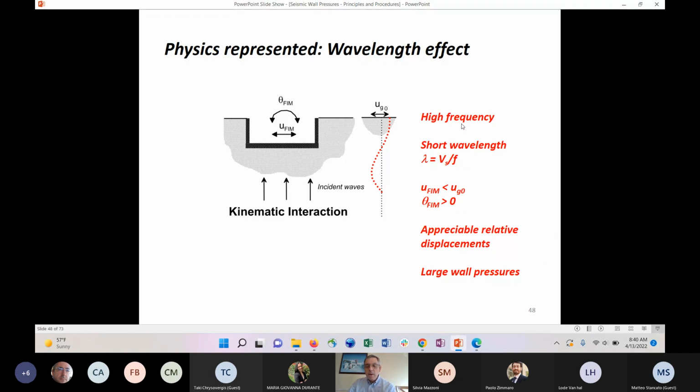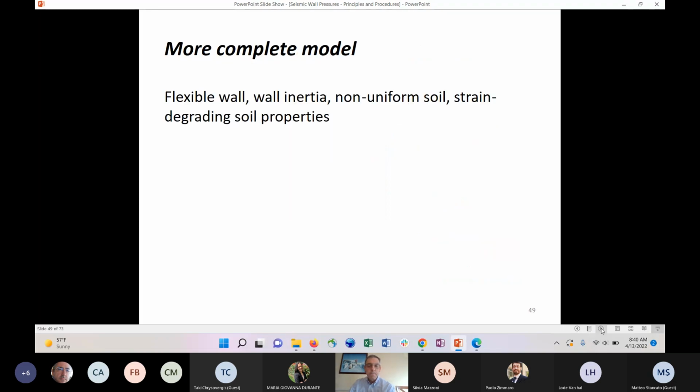On the other hand, when you have higher frequencies and shorter wavelengths, now you have an appreciable change in displacement over the height of the wall. This is going to cause these displacements to be different. There'll be rotation due to the differing displacements along the different heights, and you're going to get a lot of pressure developing against the wall. So that would be the left side of that diagram. So wavelength is certainly a first order effect in this problem.